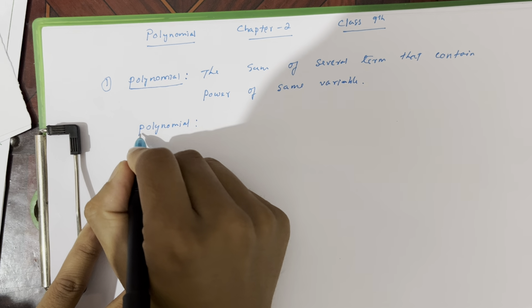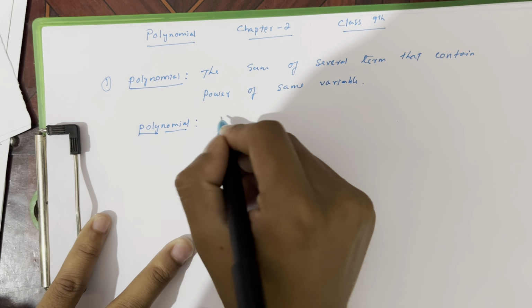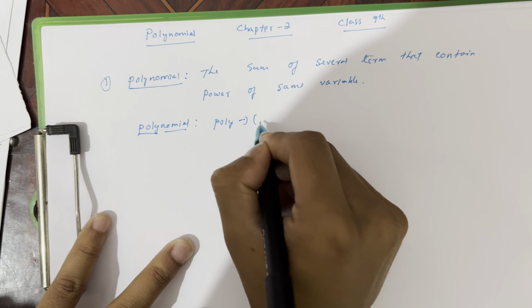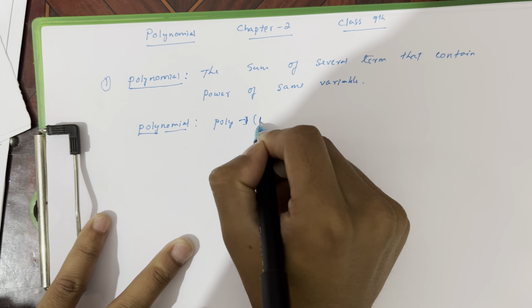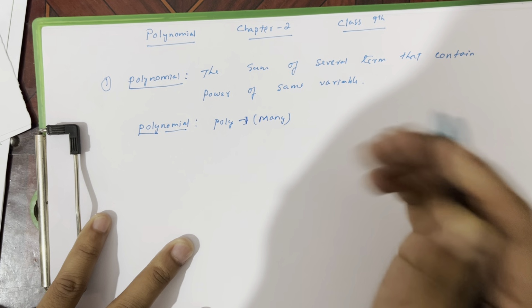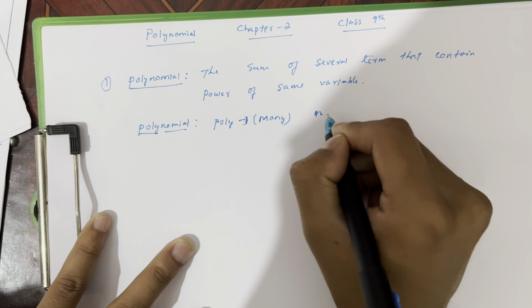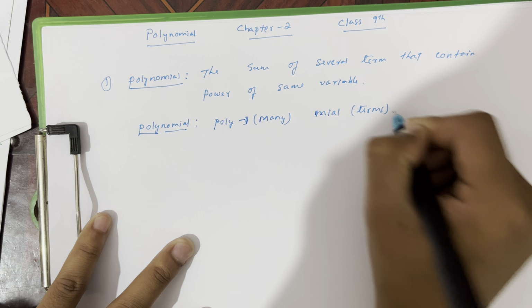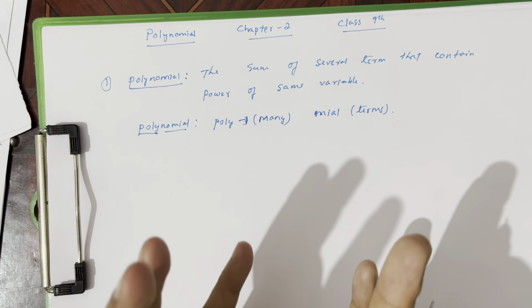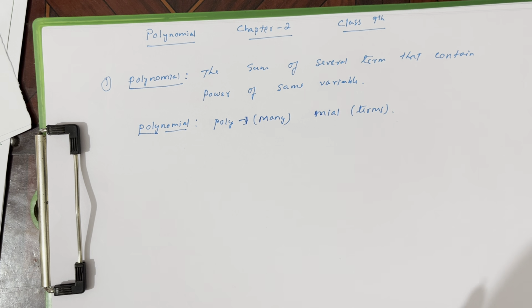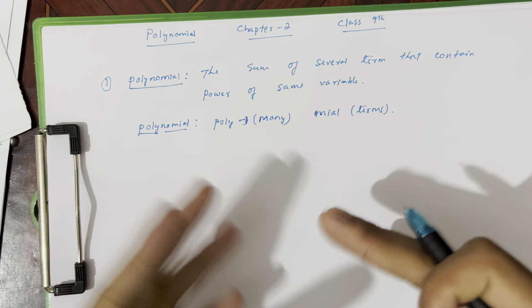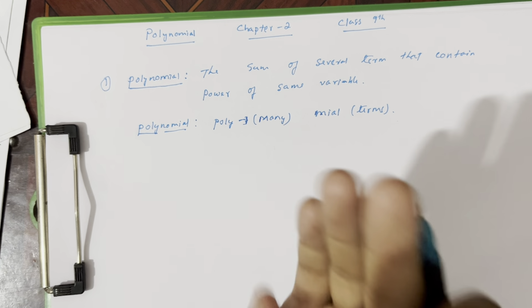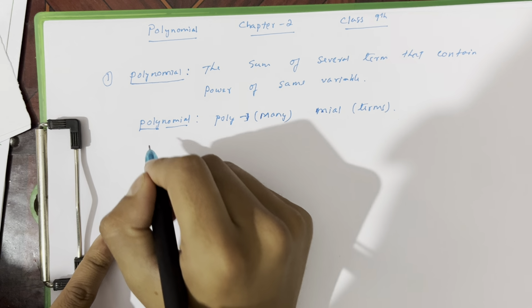Okay, polynomial. Poly means many. Okay, poly means many. Okay, mial means terms. Okay, terms. Poly means many, mial means terms. Polynomial means many terms. Okay, now let me give you the example, so that you understand.